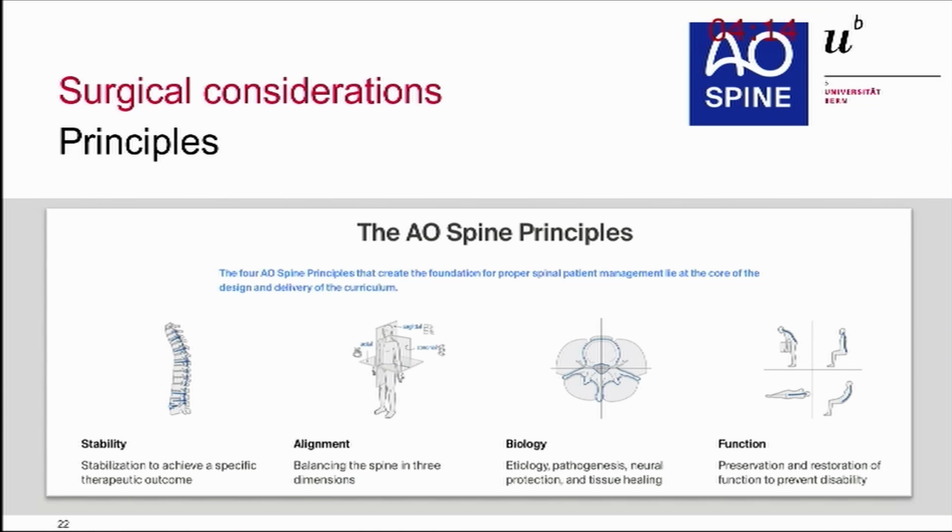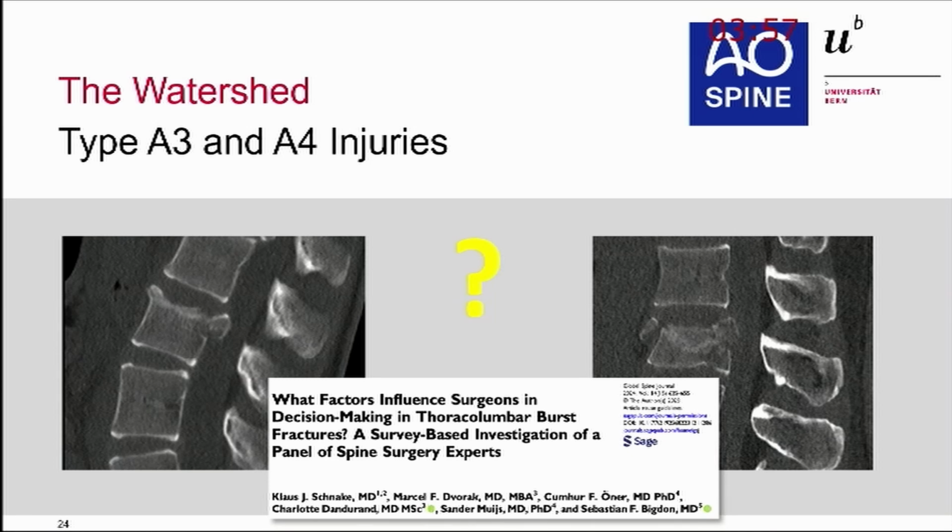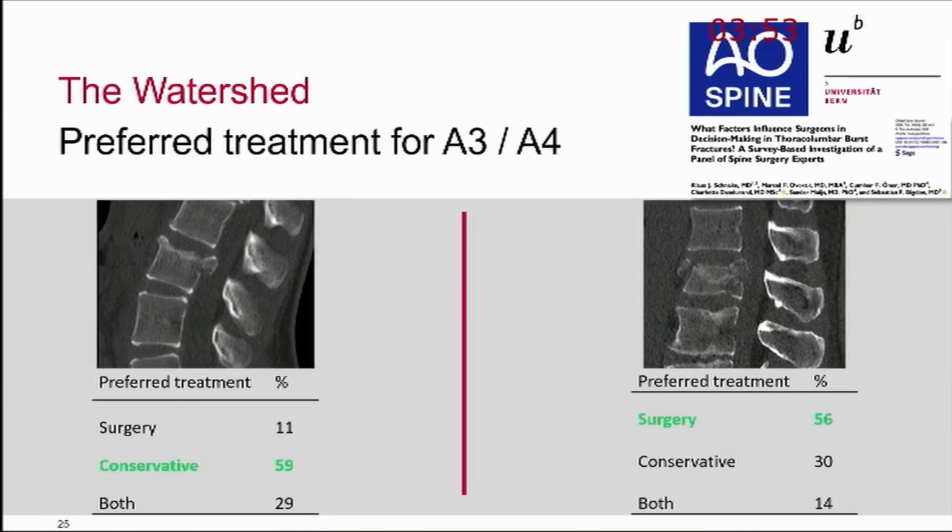So having these principles in mind, I'm coming to the controversies. And the watershed line and the largest controversy for treatment seems to be between A3 and A4 fractures, so incomplete to complete burst fractures. We made a survey within the Knowledge Forum and found, yes, we are divided.